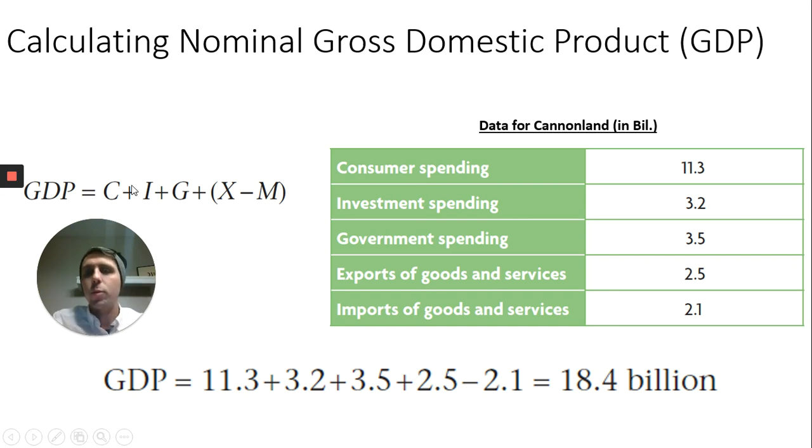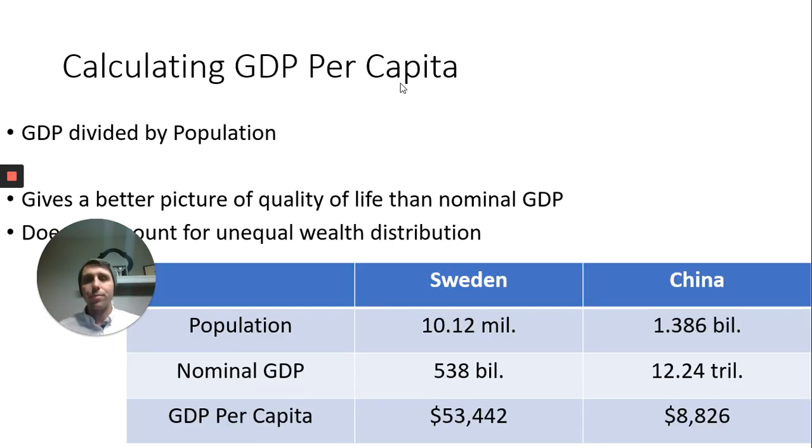And again, we're using the expenditure approach. So it would be C plus I plus G plus X minus M. Pretty straightforward, but that would be how we figure out our nominal GDP.